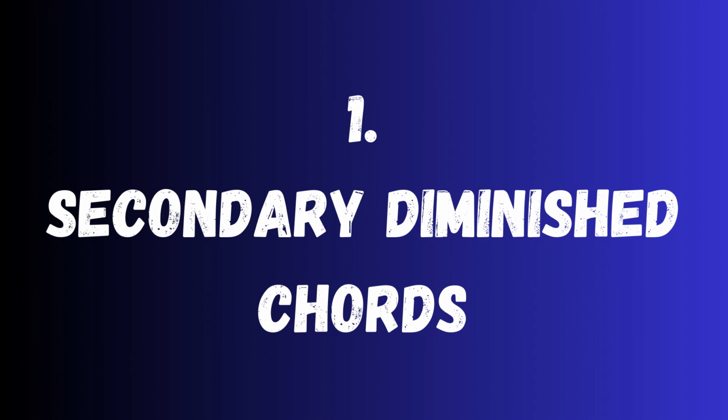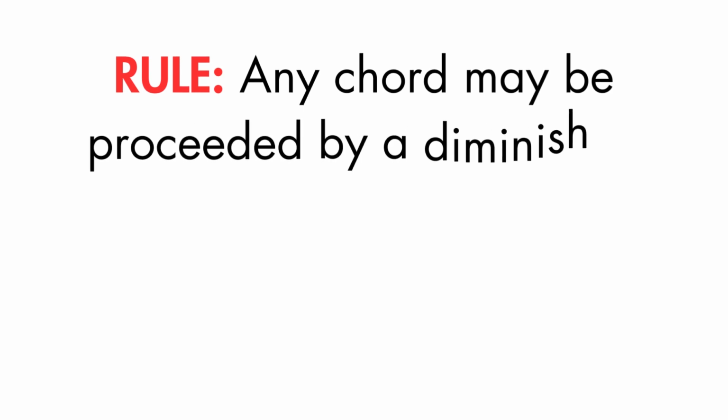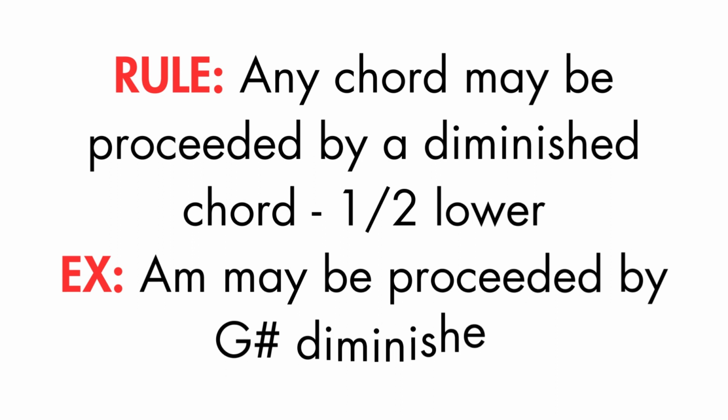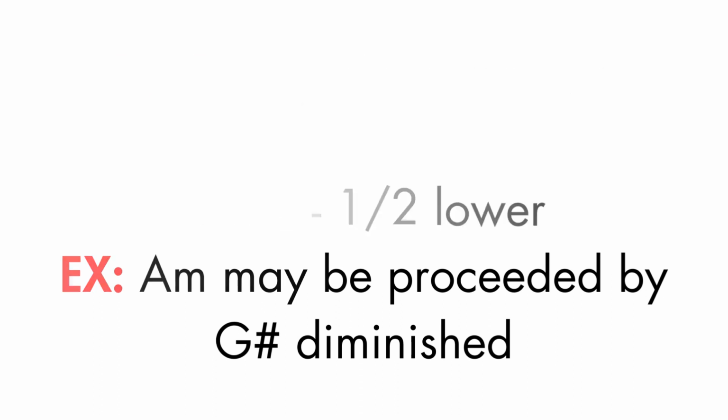Now, for a secondary diminished chord, here's a rule. Any chord may be preceded by a diminished chord 1/2 step lower. So, A minor may be preceded by G sharp diminished, or we could call that an A flat too. Let's look at a chord progression. We're going to add some diminished chords to it to spice it up. So our progression is C to A minor to F to G7, a 1-6-4-5 progression.